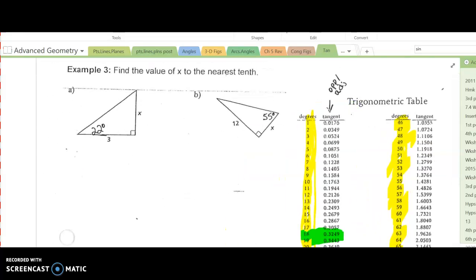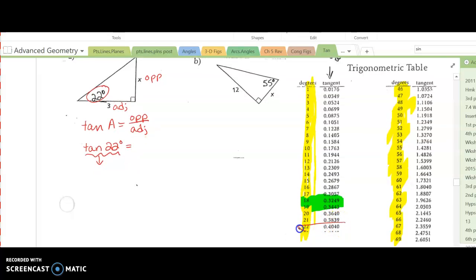So here's what we've got here, friends. We've got tangent of the angle, we'll call it tangent A, is equal to opposite over adjacent. We know that much. That's the definition of tangent. So what this means is there's a relationship between 22 degrees. Every single triangle that has 22 degrees is similar to every other triangle that has 22 degrees. And so they all have the same opposite to adjacent ratio. So 22 degrees, if I look that up in the table, is 0.4040 for the opposite to adjacent ratio.